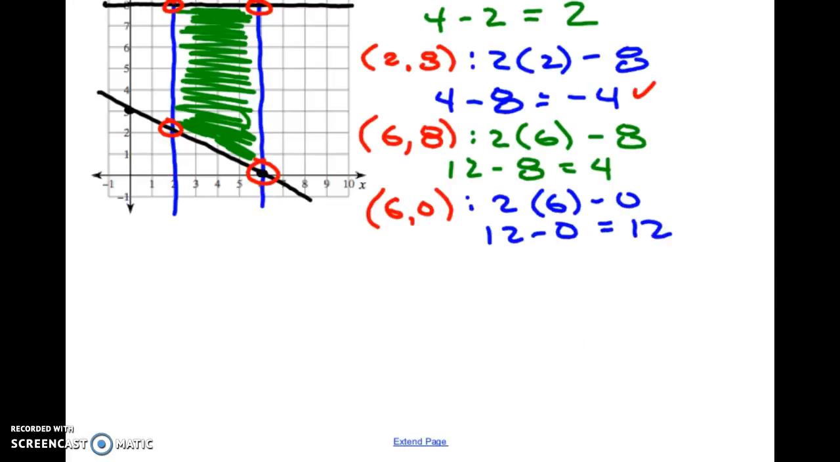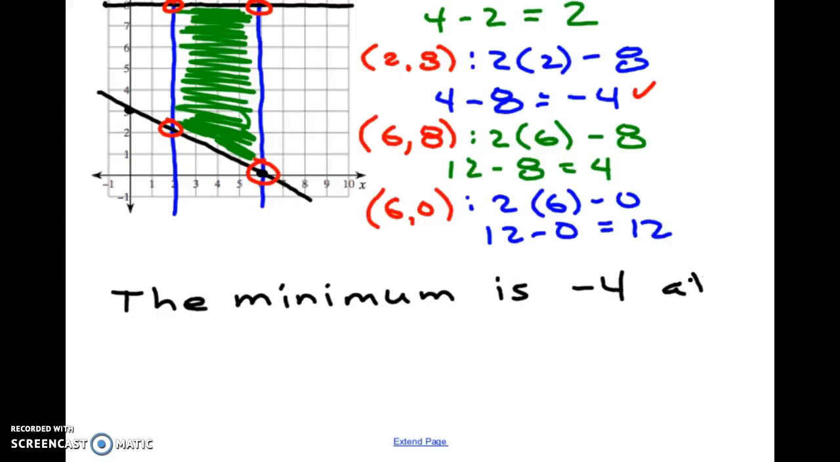So if we're going to write this out as a proper answer, we say the minimum is negative 4. It's occurring at the point (2, 8).